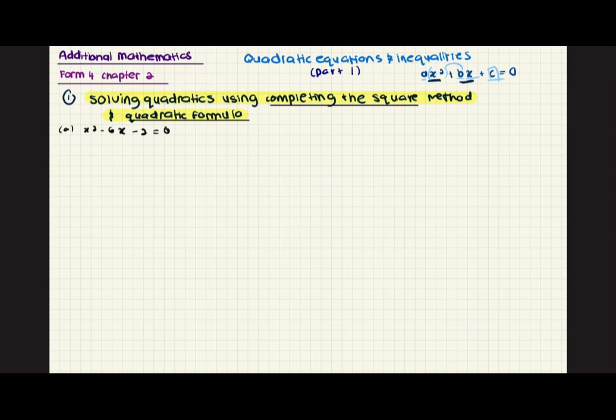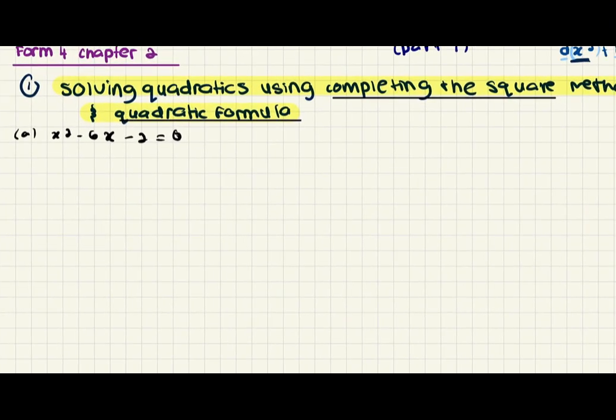Okay, so first one, I'm going to use completing the square method. Okay, so let's look here. I'm going to start doing it. Alright, so x squared minus 6x minus 2 equals to 0. Okay, so let's rewrite this as our answer first. Okay, so what we have to do here is, firstly, you need to check if the x squared has any number more than 1.